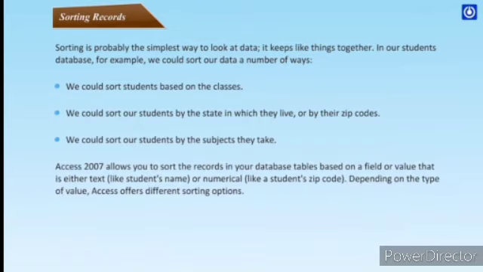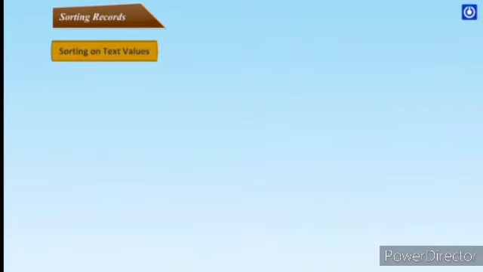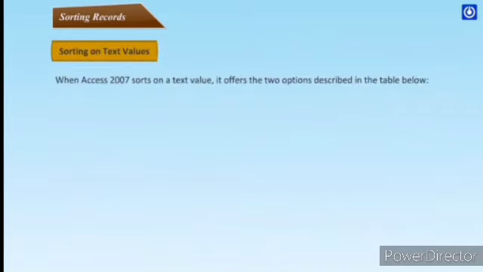Access 2007 allows you to sort the records in your database tables based on a field or value that is either text, like a student's name, or numerical, like a student's zip code. Depending on the type of value, Access offers different sorting options. Sorting on text values. When Access 2007 sorts on a text value, it offers the two options described in the table below.